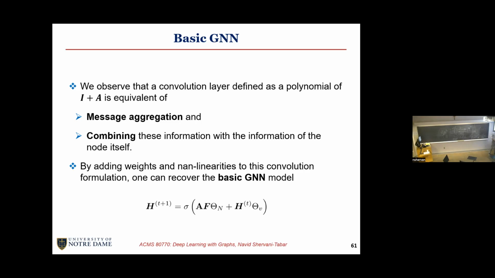And for instance, if we just write I plus A, we will get back our basic GNN model, which was learning two types of weights. It has some weight, theta n, which was essentially gathering information. So this should be H, not F. So this is gathering information from the neighborhood. And then we had another weight, which is learning the importance of the information of the node itself. So I'm showing that with theta n, the theta for the neighborhood aggregation, and theta v, the weight for the node v itself.